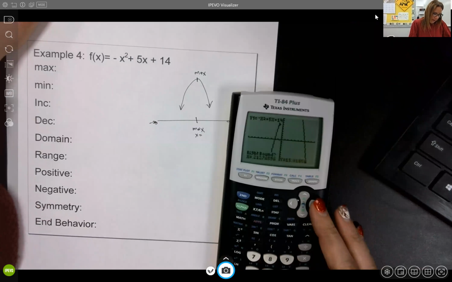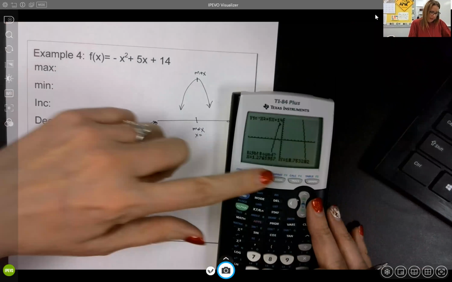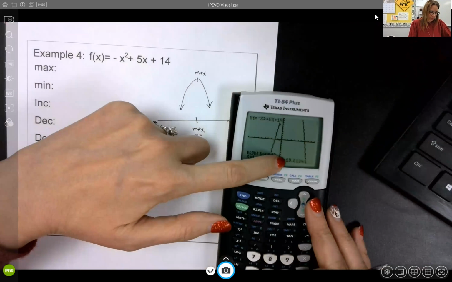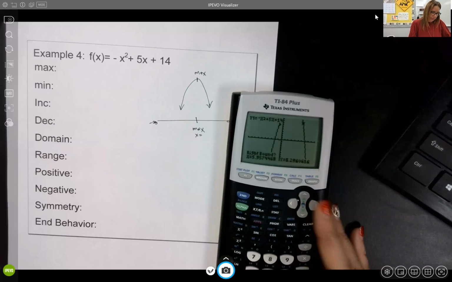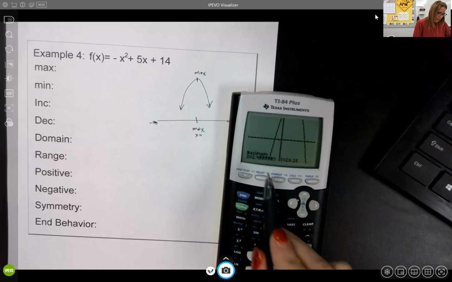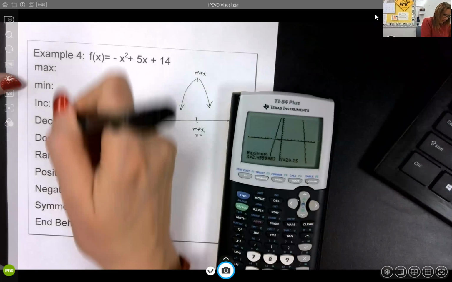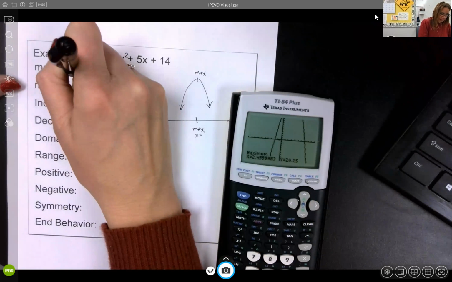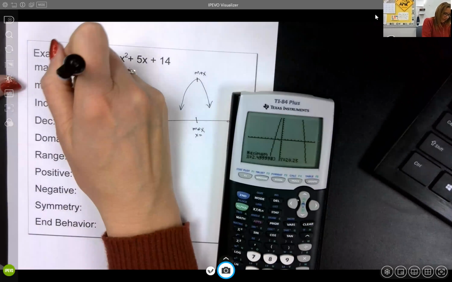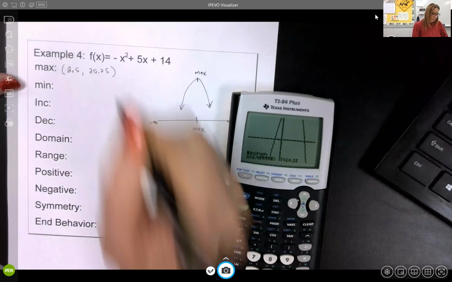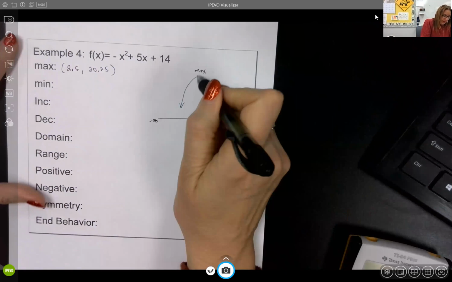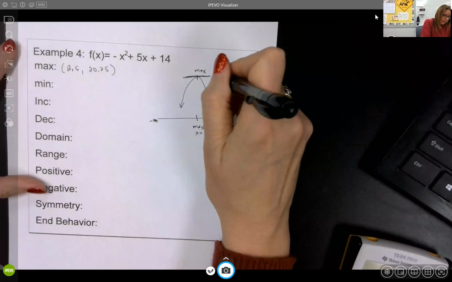I'm just going to keep hitting this until this value starts getting smaller. Now it's coming down. Okay, I'll see it in a second. There it is. Hit enter. And then enter again. That will give you your maximum. So the max is 2 and then since that's all 9s, I can just call that 2.5. And then 20.25.